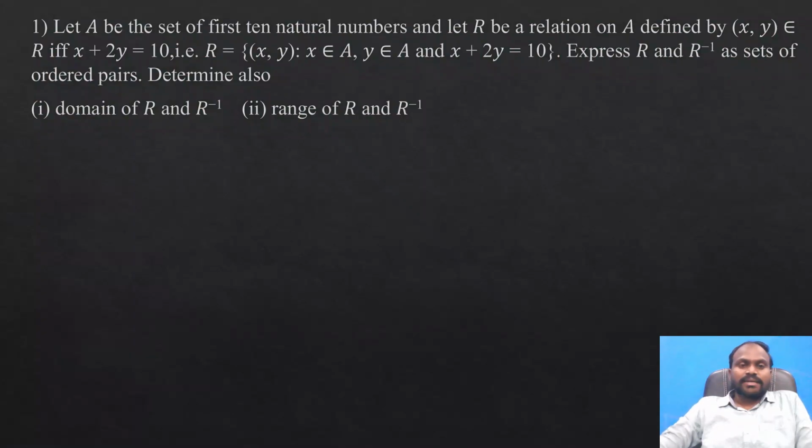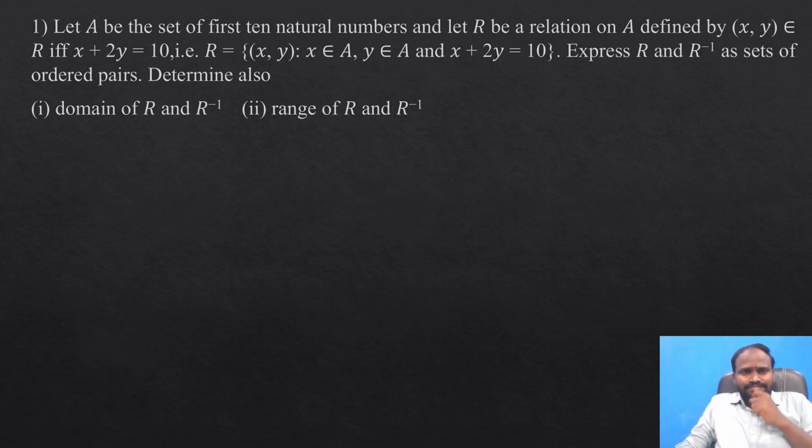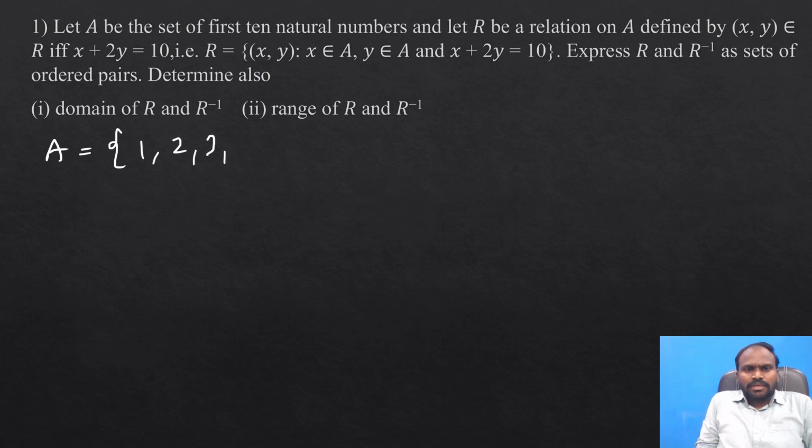Next, look at a question here. Based on whatever we discussed just now, we can do this question. Let A be the set of the first 10 natural numbers and let R be a relation on A defined by (x, y) belongs to R if and only if x plus 2y equals 10. So x belongs to A and y also belongs to A. They have given that A is the set of first 10 natural numbers, so let us first write A: 1, 2, 3, 4, 5, 6, 7, 8, 9, and 10.